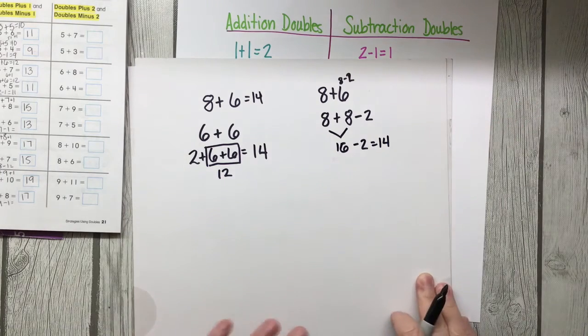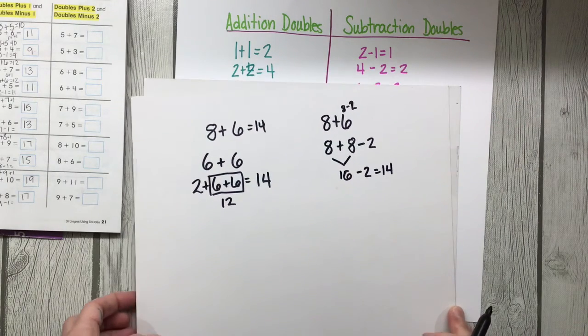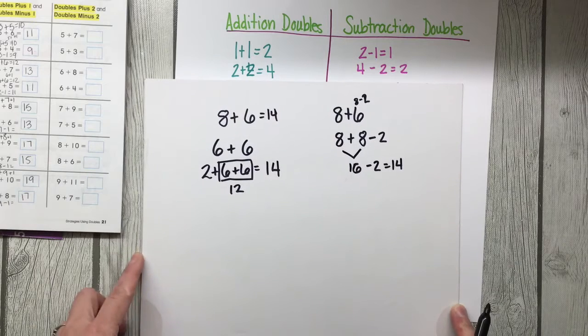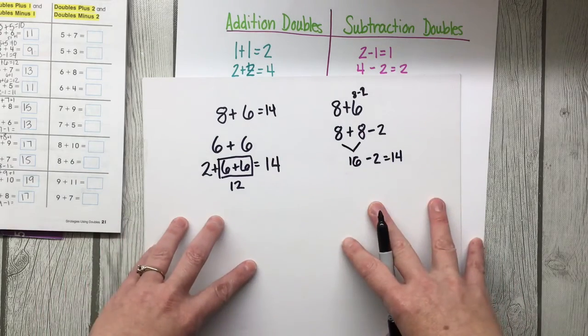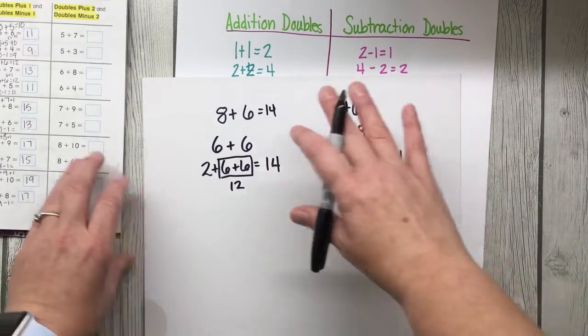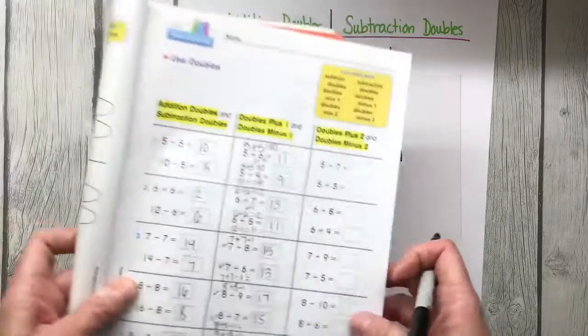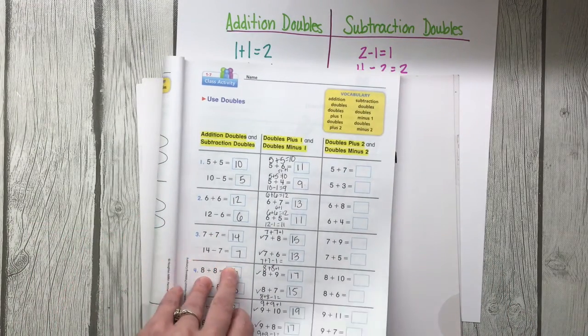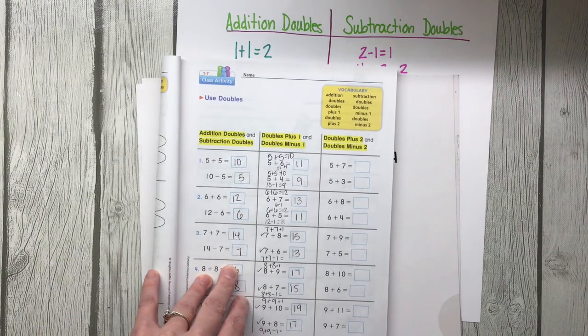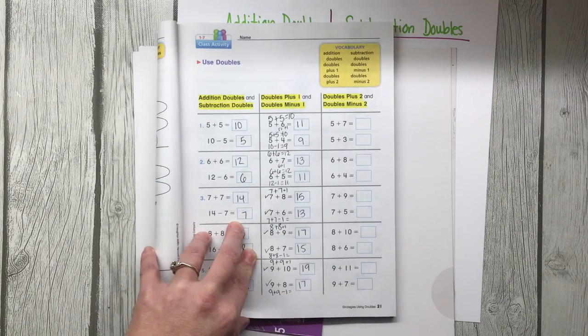So it's just one more way for you to practice being a mathematician and doing some problem solving in your head. And do you want to know something? The longer I'm a mathematician, the more I use these tricks. So go ahead and solve these ones using doubles plus 1, doubles plus 2, and doubles minus 2. Pause the video and finish those.